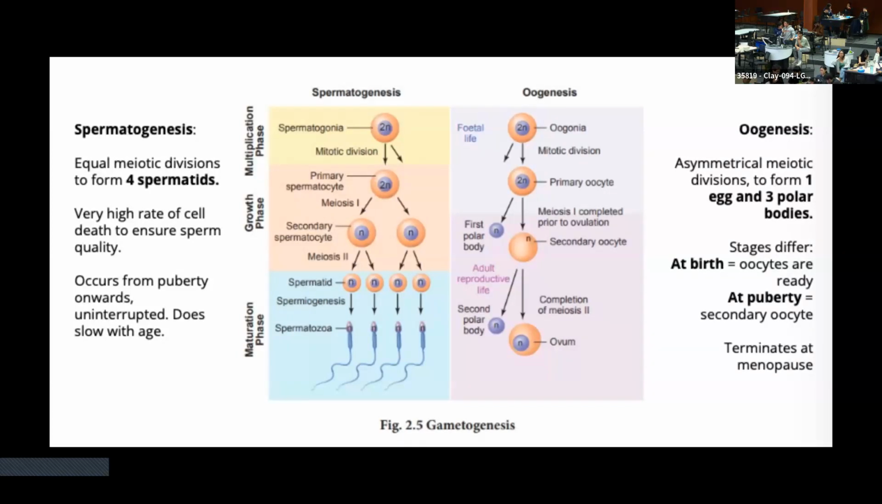Now, the stages in oogenesis do differ to that of spermatogenesis. More specifically, at birth, you have oocytes that are ready, and then at puberty, you have secondary oocytes. And this, for females, terminates at menopause. So main takeaways are definitely the pieces of text there on the left and the right for this slide.